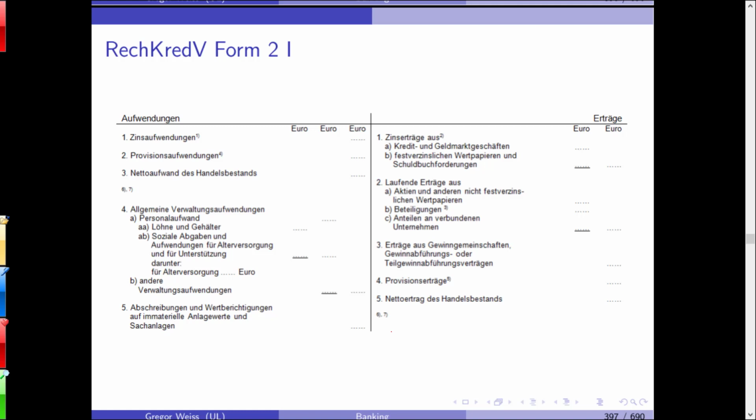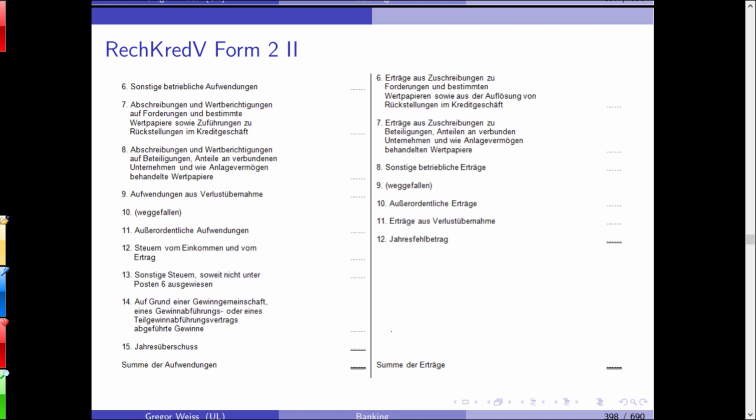Provisionserträge, commission fees, this is the part usually where you can see investment banking. This is not where you can see the small little fees that you have to pay on your checking account, but these are the commission fees the bank earns in investment banking. Okay, and so on and so on.